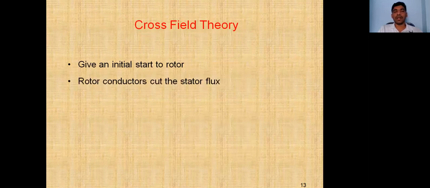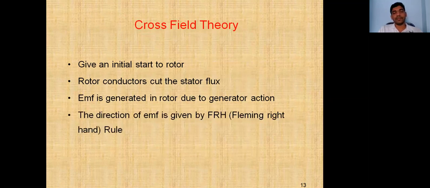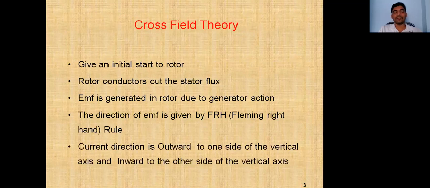The rotor conductors cut the stator flux. EMF is generated in the rotor due to generator action. The direction of the EMF is given by Fleming's right hand rule. The current direction is outward on one side of the vertical axis and inward on the other side of the vertical axis.